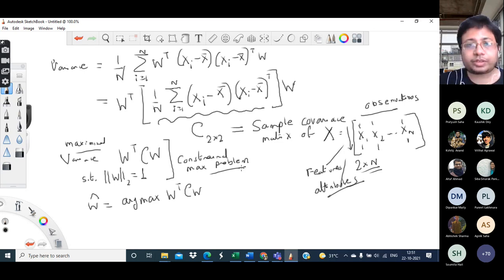So the way to solve this constrained maximization problem, by the way, do any of you know or have any idea about how we can solve this constrained maximization problem? Have any of you seen this in any other subject? Have you ever come across, say, Lagrange multipliers? Yes, sir. So using Lagrange multipliers, what can I do now?